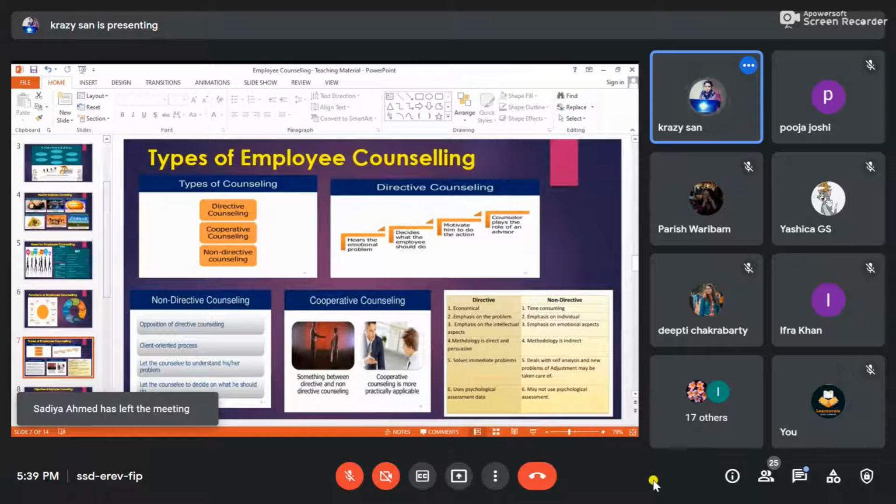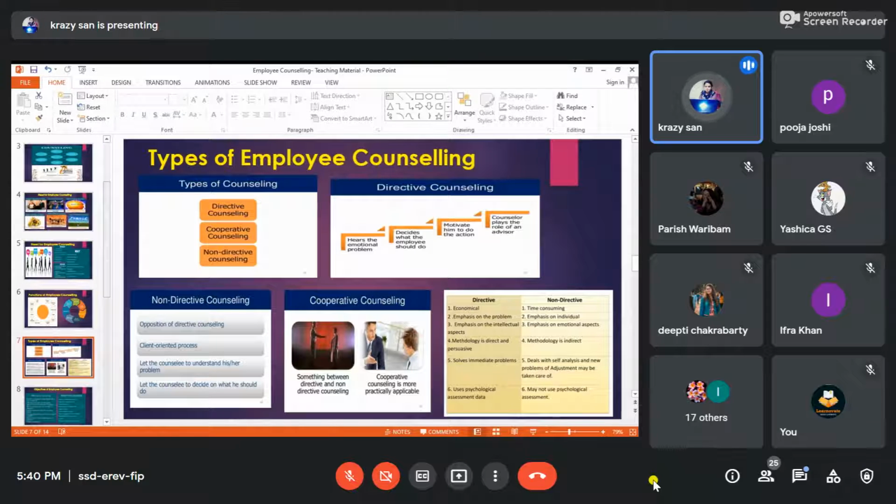What happens over here is totally opposite to the directive one. The counselor should be a very good listener, has to listen with empathy and respect without interrupting the employee, and respect the feelings of the employee. He knows that the employee himself or herself is best qualified to solve his own problem. Therefore, the counselor allows the employee to talk about anything, which may even seem to be irrelevant. Non-directive counseling is democratic but more time consuming. Directive is not time consuming, but non-directive is time consuming.